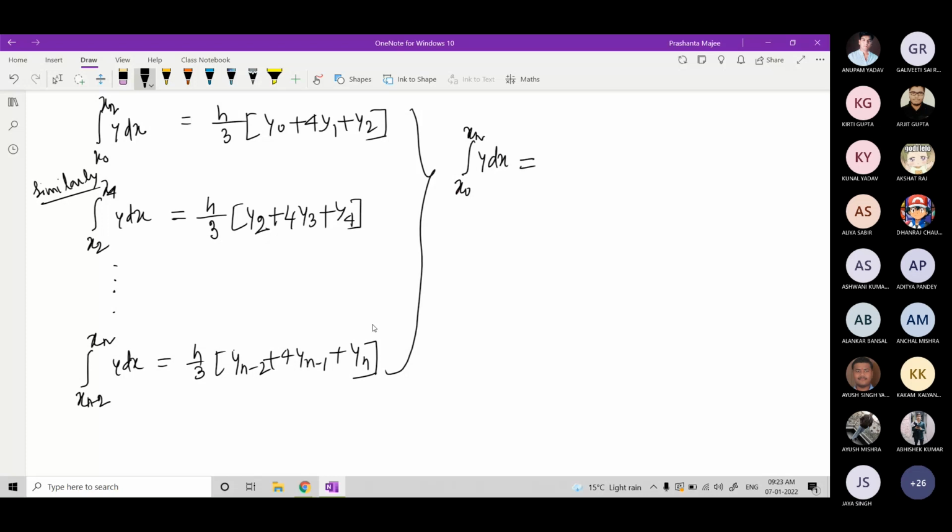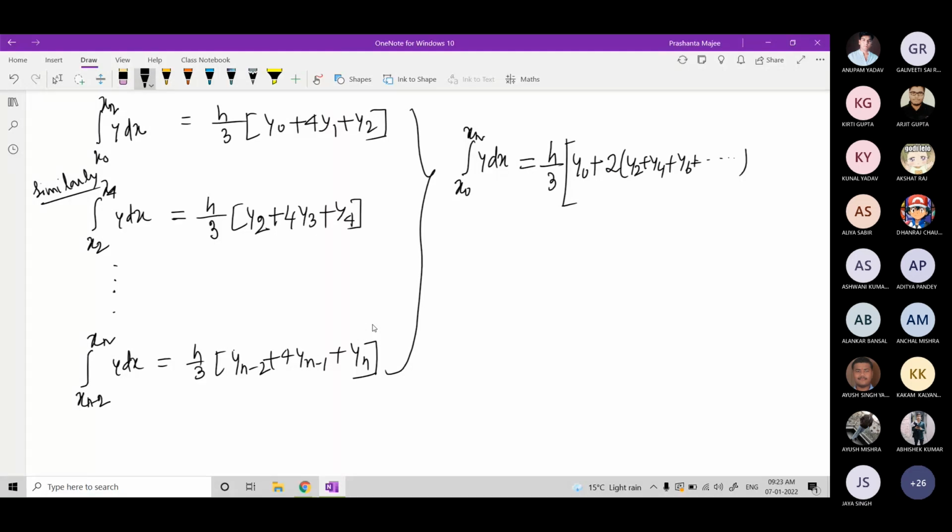So you will have to add all of them. If you add, h by 3 can be taken common. Then y0, and what is happening to y2, y4, y6? They will be multiplied by 2. Okay, so 2 times y2 plus y4 plus y6 and so on.